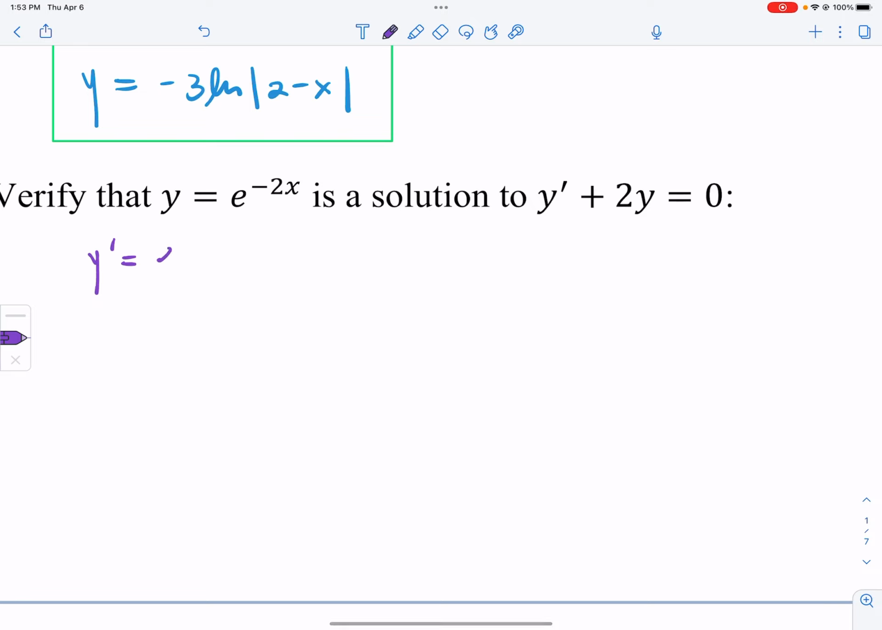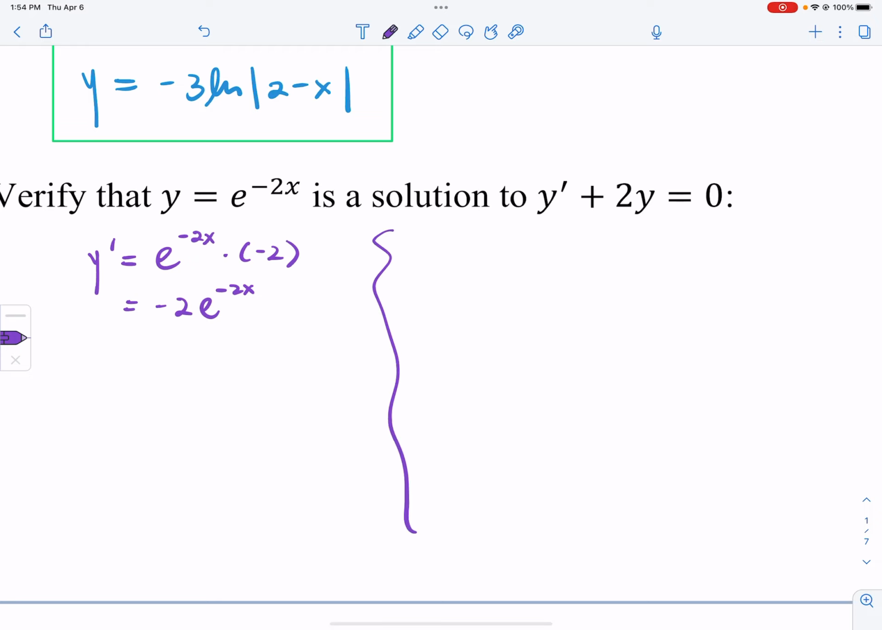So thinking chain rule, derivative of the outside would be e to a power, leave the inside alone, and then times the derivative of the inside, which would be times negative 2. So that's negative 2e to the negative 2x is y prime.